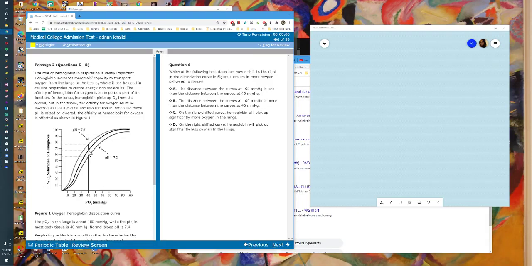Oh, wait, no. I have to compare it to 40. So this seems to be evenly spaced apart, and then it gets closer here. Let's just use this as a center point, or a reference point. If we push it to the right, it means that at the same O2 saturation, the partial pressure of O2 needs to be higher. And going to the left, the opposite is true.